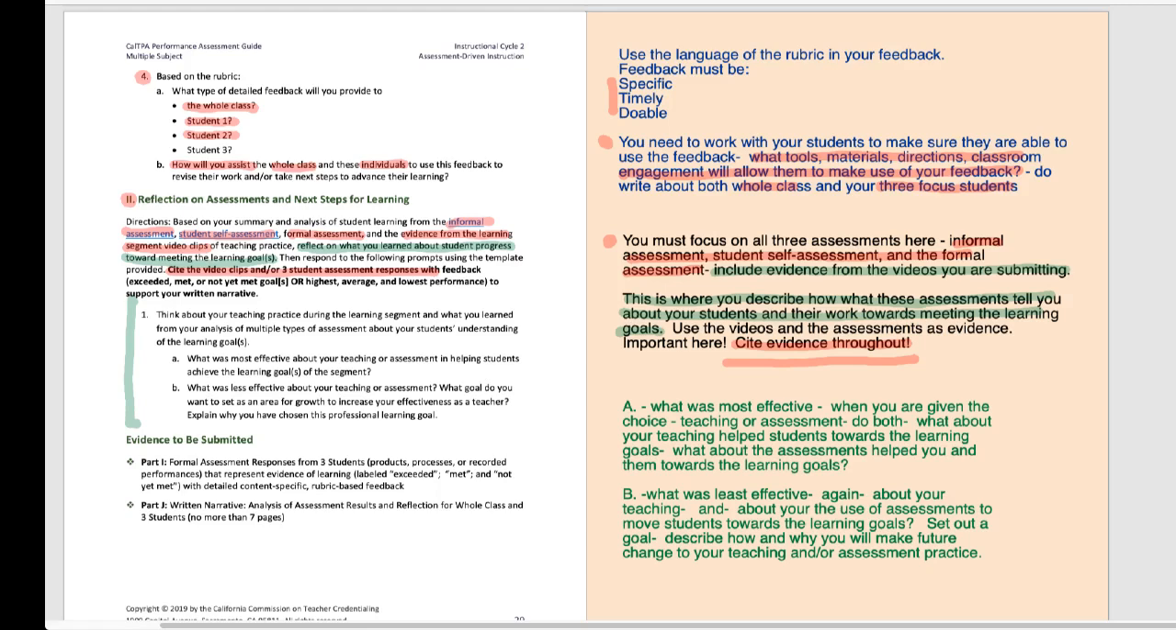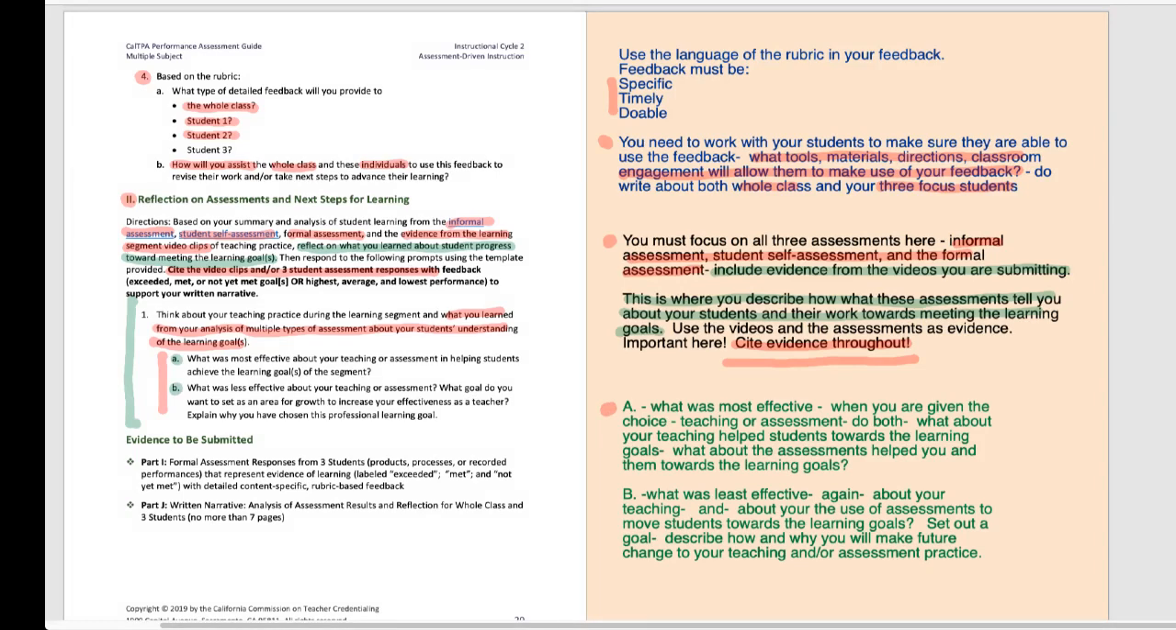Okay, so let's take a look at this piece here, A and B. First off, it says, think about your teaching practice during the learning segment and what you've learned from your analysis of multiple types of assessment about your students' understanding of the learning goals. A is all about what's most effective, and B about things that weren't quite effective. So let's think about these here.